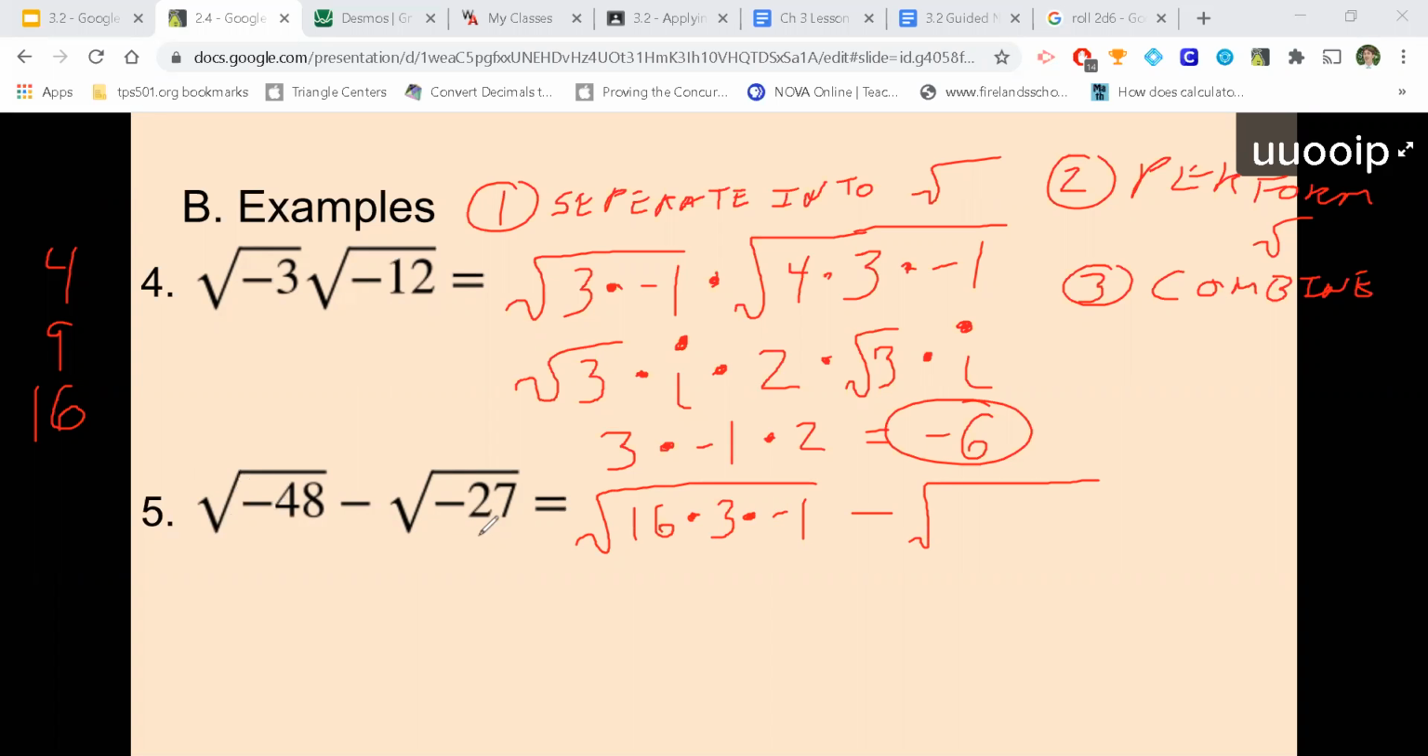What's the biggest perfect square that goes into 27? 9, and it goes into it 3 times. And again, put the negative 1 at the end.